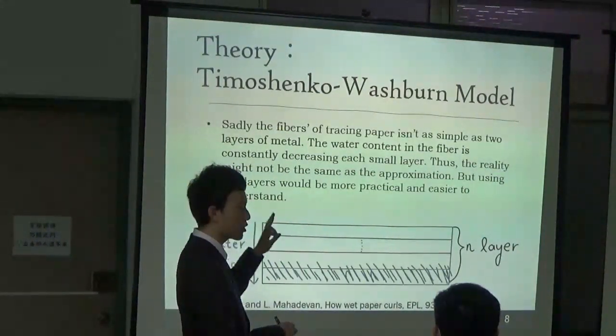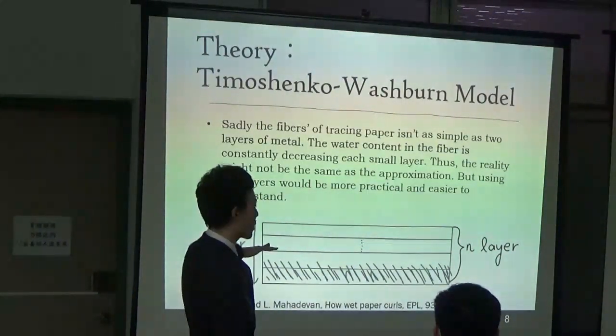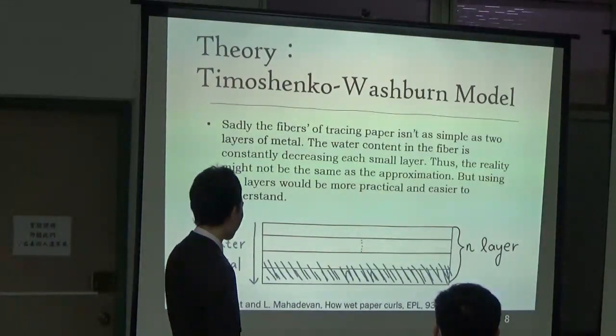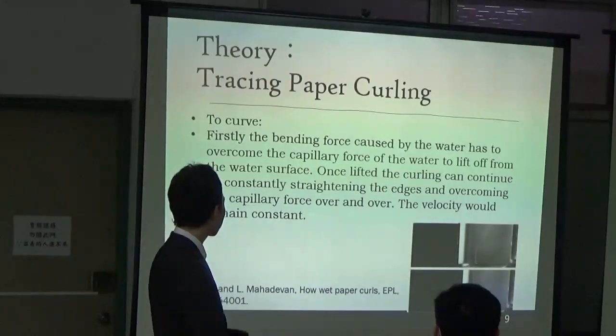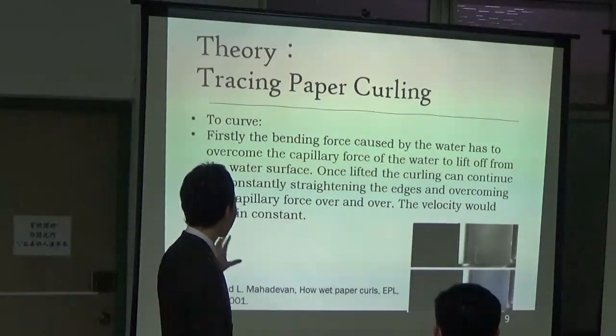I'll be assuming that there are only two layers, where the top layer will be the dry layer, and the bottom layer, which will have contact with the water surface, will be the wet layer. So now I'll be talking about the moving of the paper curling.